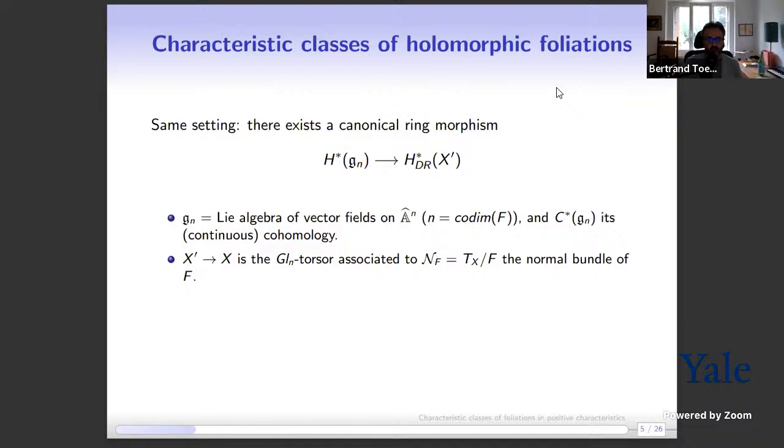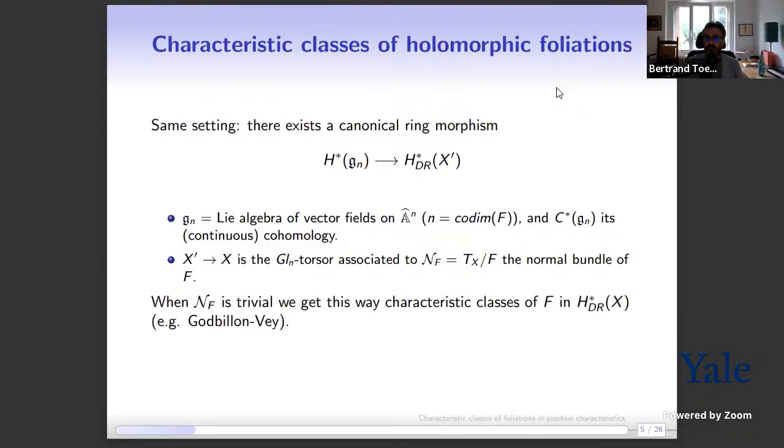And in particular, and maybe this is again mostly the way it is stated in the literature, when the normal bundle is trivial, you can just pick a trivialization and pull back these classes on X. So you get this way what are called characteristic classes of X in the de Rham cohomology of X, just being the image of this map.